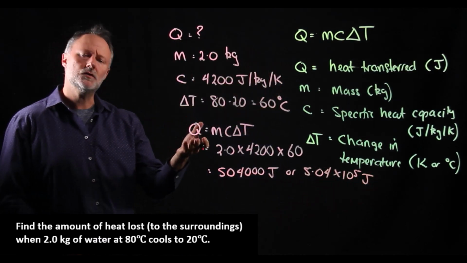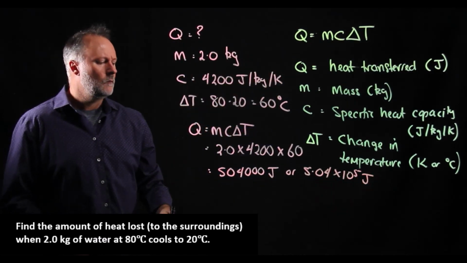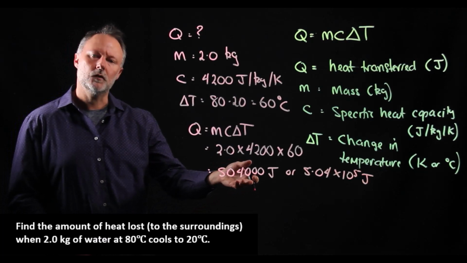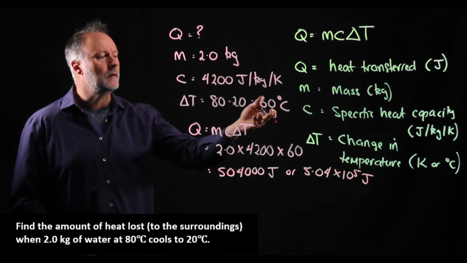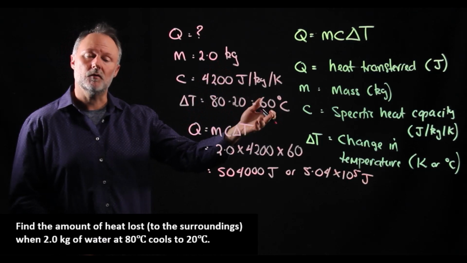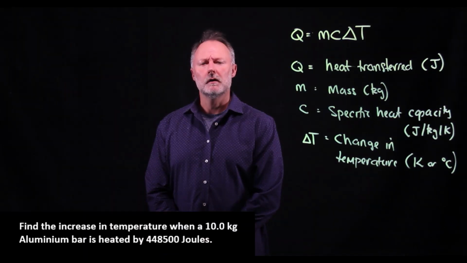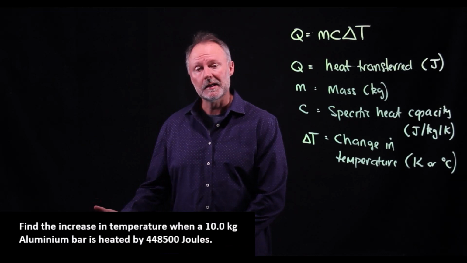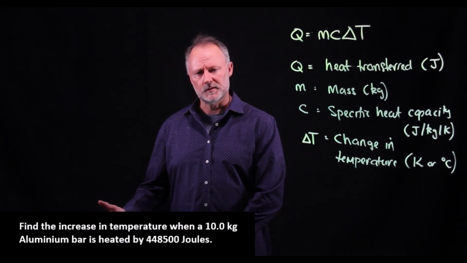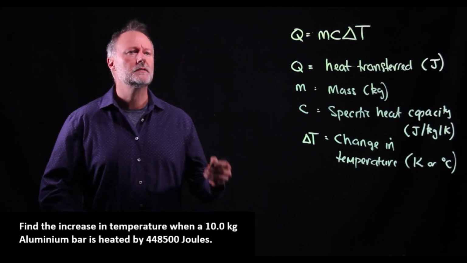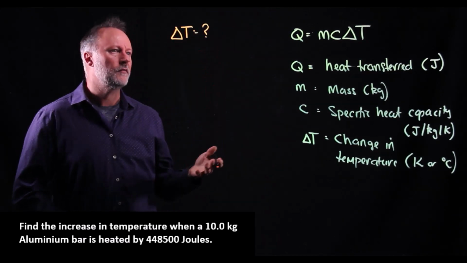Okay, so again, using Q equals mc delta T, we find we have 50.4 kilojoules of energy being transferred when 2 kilograms of water cools by 60 degrees Celsius in the surrounding environment. Example number 3. Find the increase in temperature when a 10 kilogram aluminium bar is heated by 448,500 joules. So in this case, we're after the change in temperature.